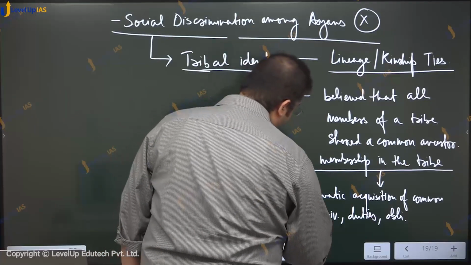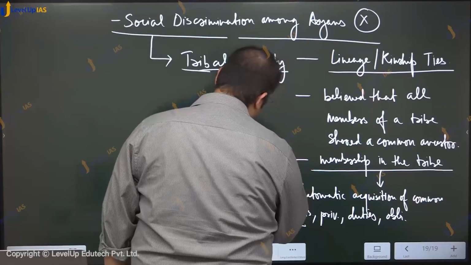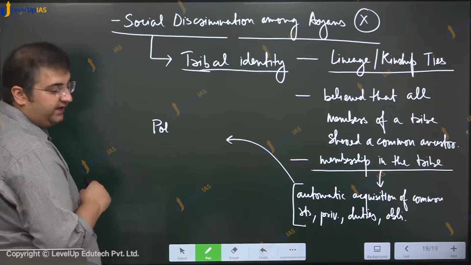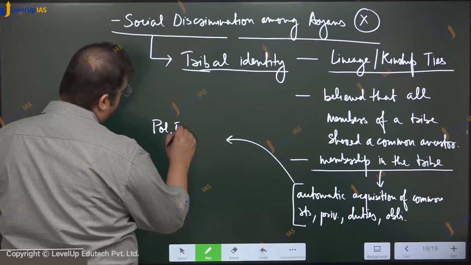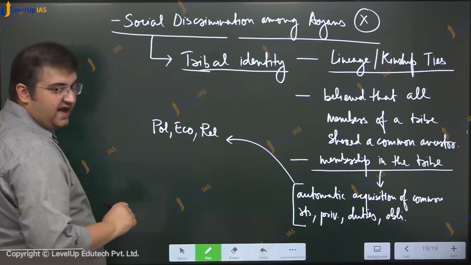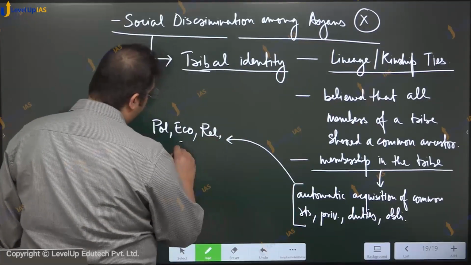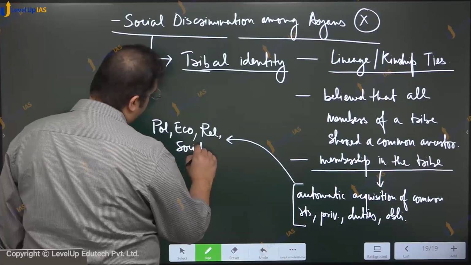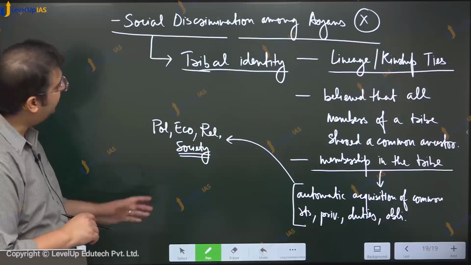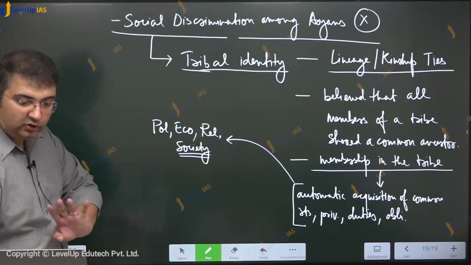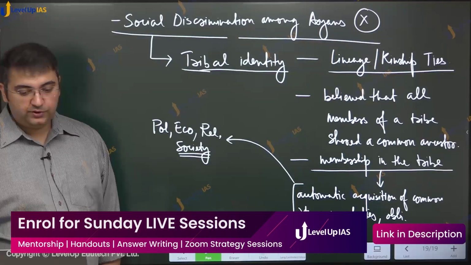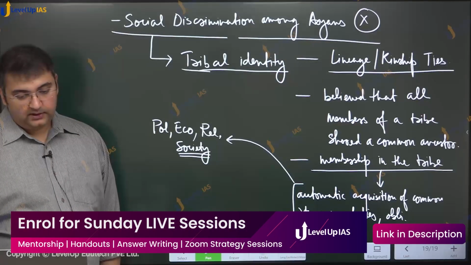In every field. That is, when it comes to political rights, economic rights, religious access and ability, and society as well. Okay? That is why within the tribes there was no social discrimination. Or among Aryans, there was no or little social discrimination. Okay?